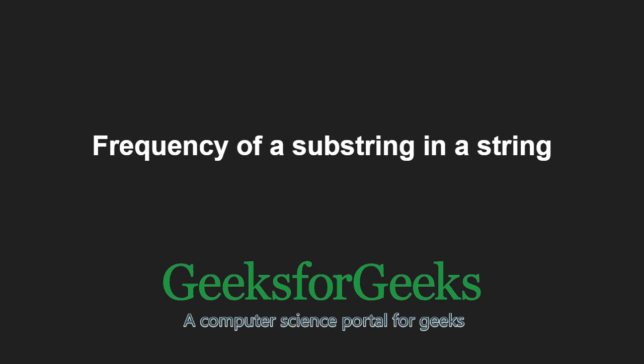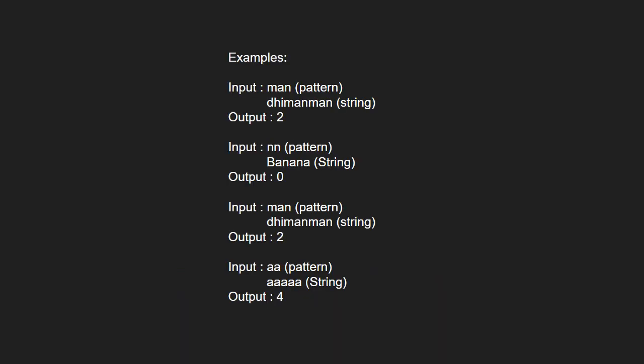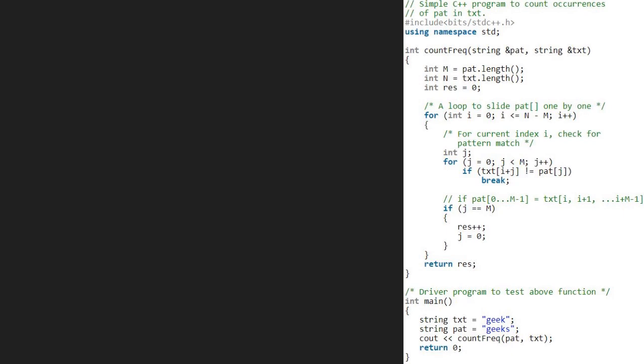In this video we are going to understand the program which finds the frequency of a substring in a string. First, let us take some examples. For input "man" and "the man", the output should be 2, as "man" occurs twice in "the man". Next, let us have a look at the algorithm.